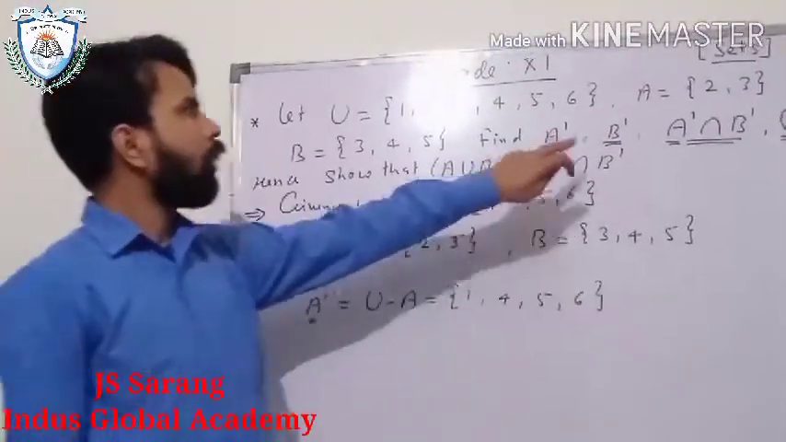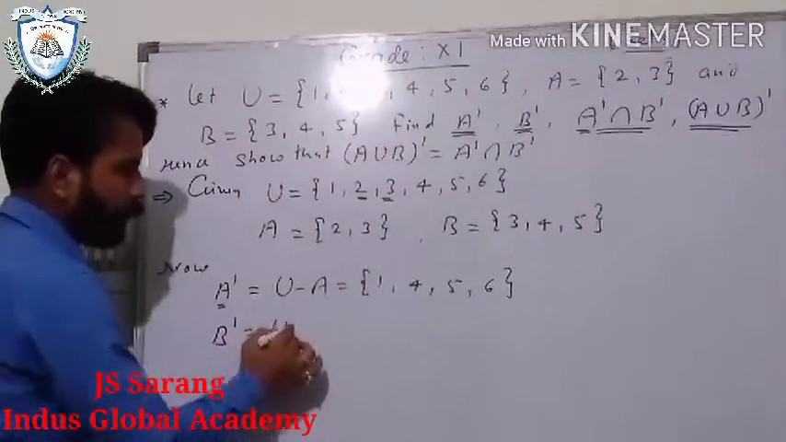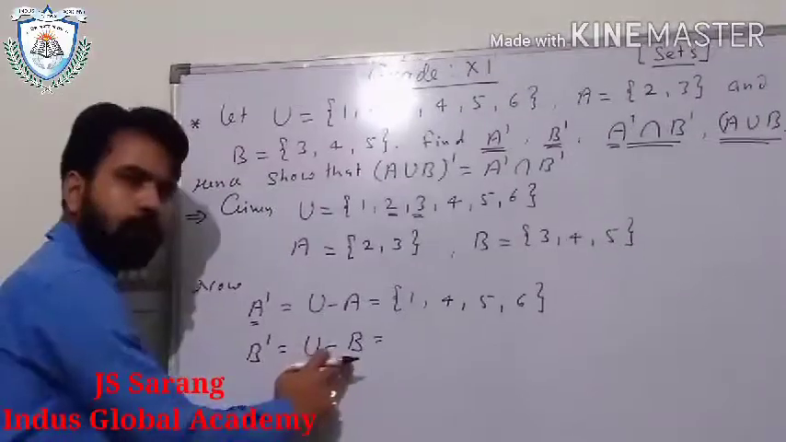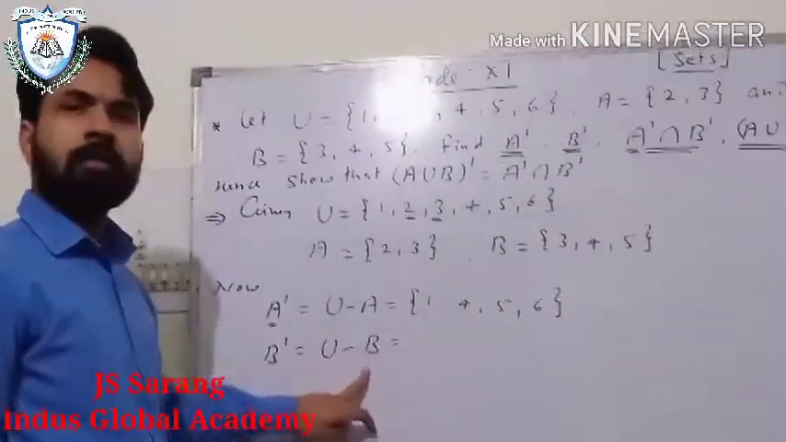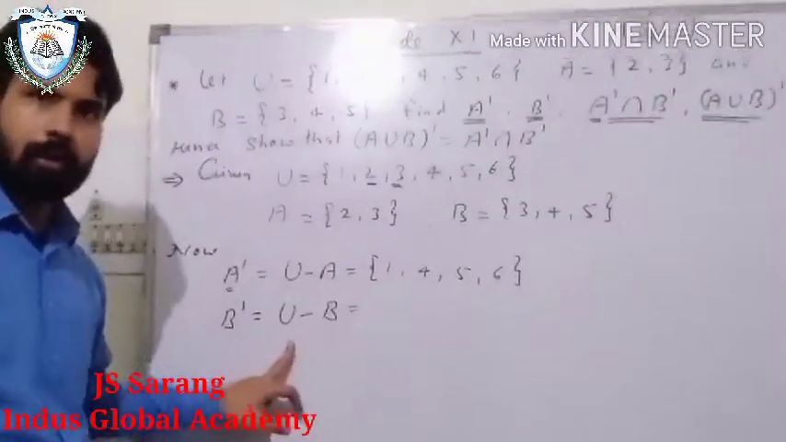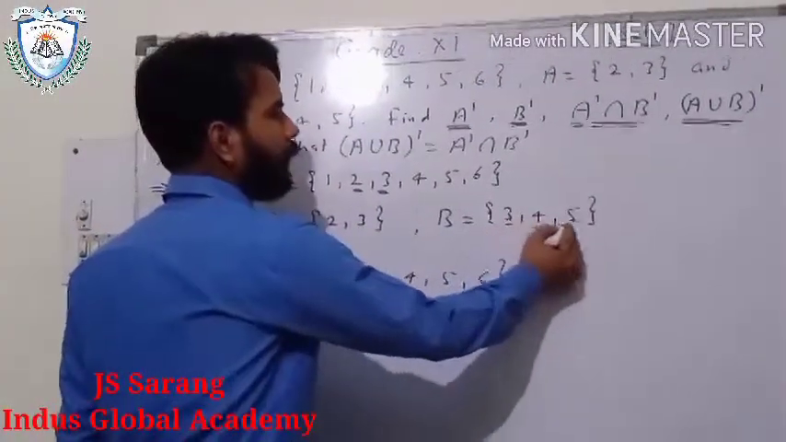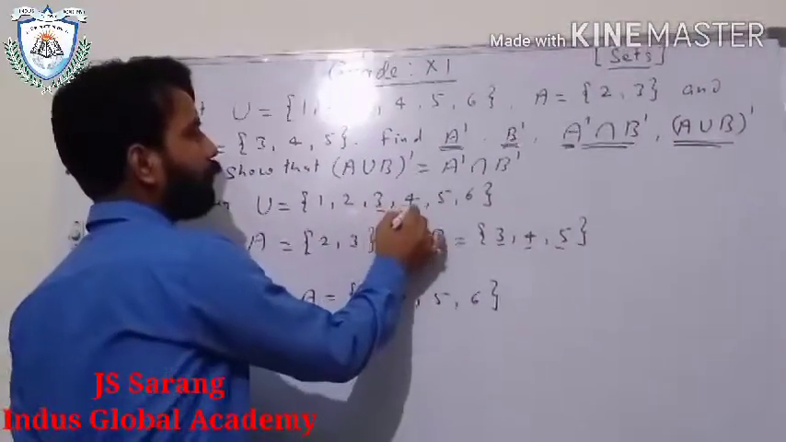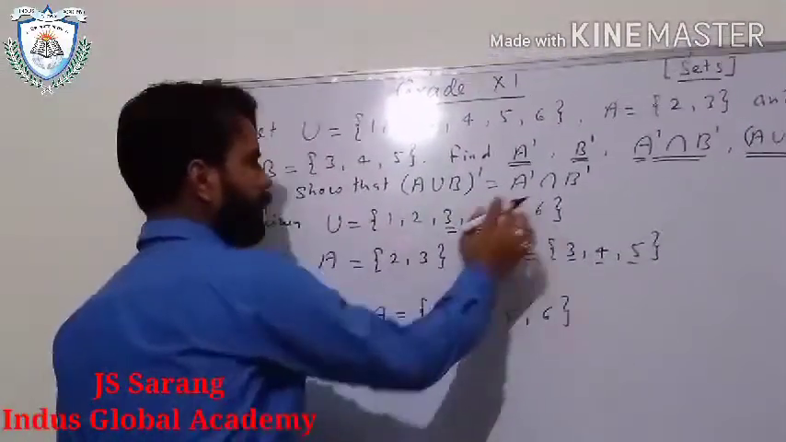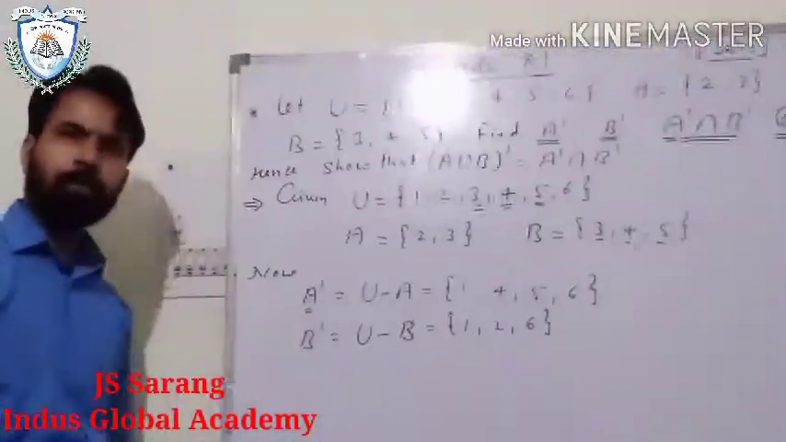Got it? Now the question is asking about B complement. So B complement will be U minus B. A complement is U minus A, so B complement is equal to U minus B. Now we have to remove the elements of B from U. So what are the elements of B? 3, 4 and 5. So we will remove these three elements from U. So what is left? 1, 2 and 6. This is B complement.